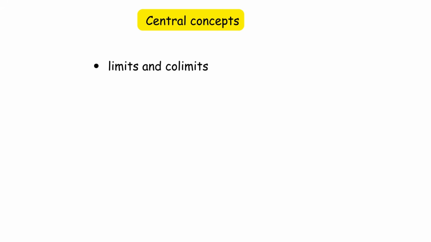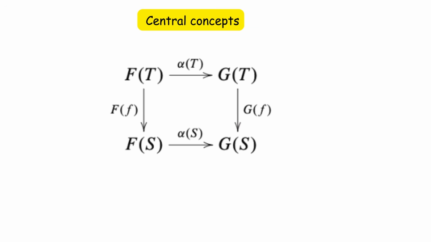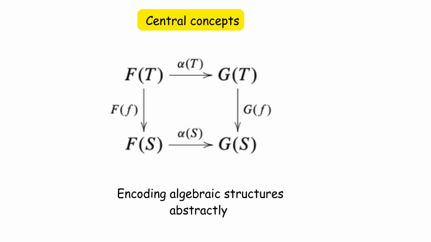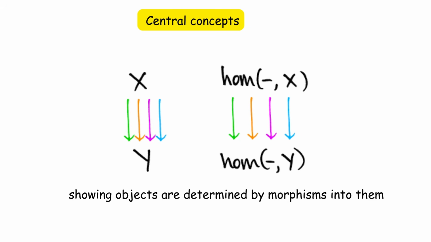their relationships. Central concepts include limits and colimits, generalizing products and coproducts, adjoint functors, pairs of functors related through natural bijections, monads, encoding algebraic structures abstractly, the Yoneda lemma, showing objects are determined by morphisms into them, and equivalence of categories.